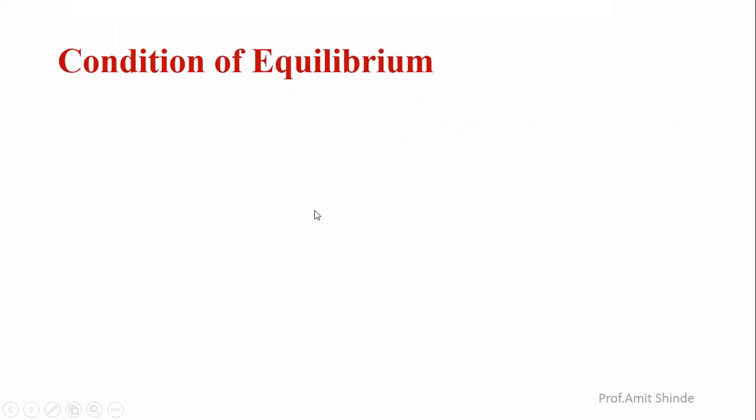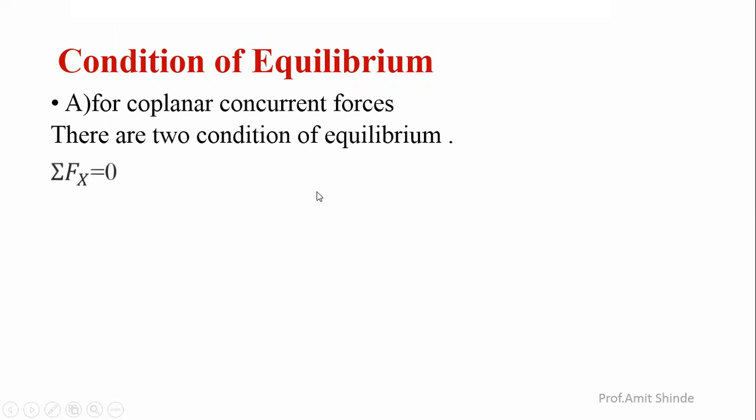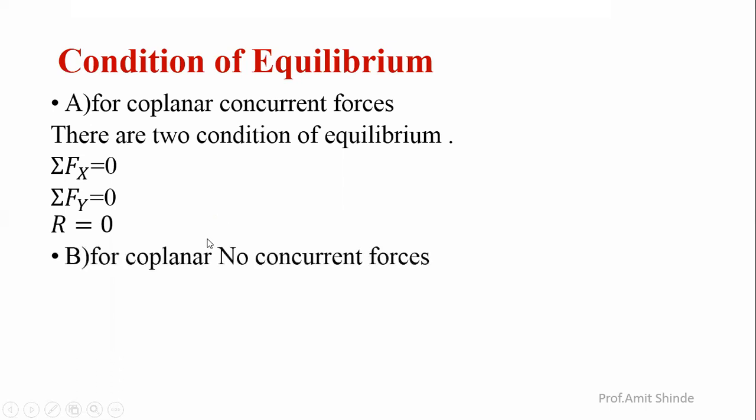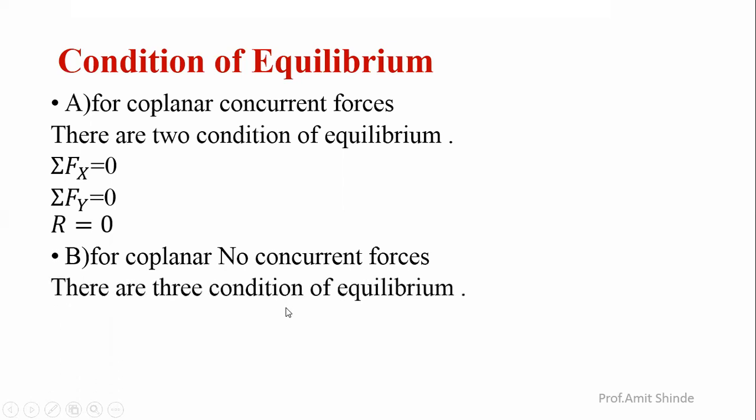The condition of equilibrium for the coplanar concurrent force system: there are two conditions of equilibrium, that is, summation Fx is equal to 0 and summation Fy is equal to 0. As we know, if summation Fx is 0 and summation Fy is 0, the resultant will be 0. Second is the coplanar non-concurrent force system. For that, there are three conditions: summation Fx is equal to 0, summation Fy is equal to 0, and the sum of all moments is also equal to 0. This is the condition for a non-concurrent force system.